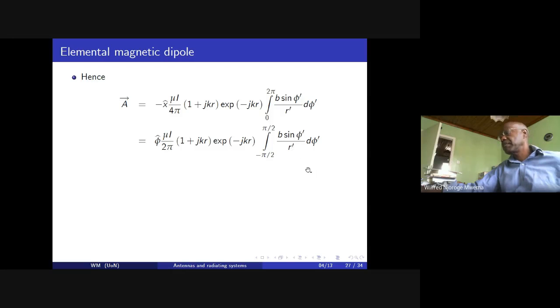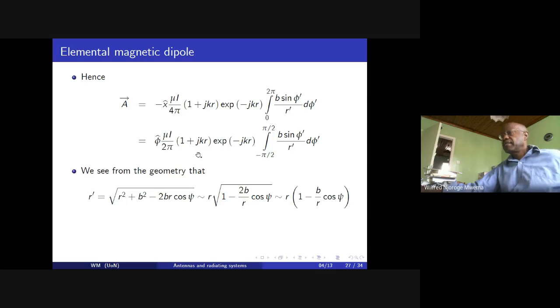And from that geometry, we can now get what r' is going to be given by. We use the cosine rule, or the rule of cosines, and we can write that r' squared is going to be given by r squared plus b squared minus twice b r multiplied by the cosine of ψ.